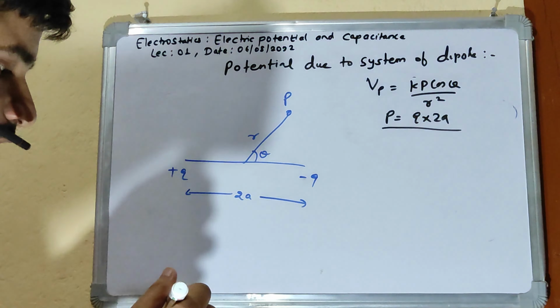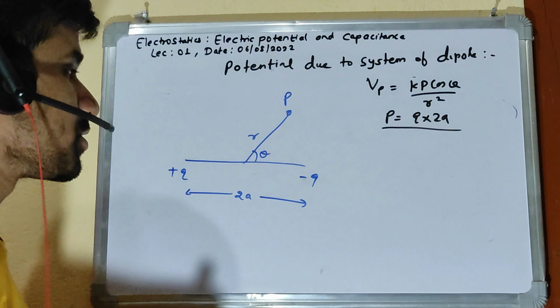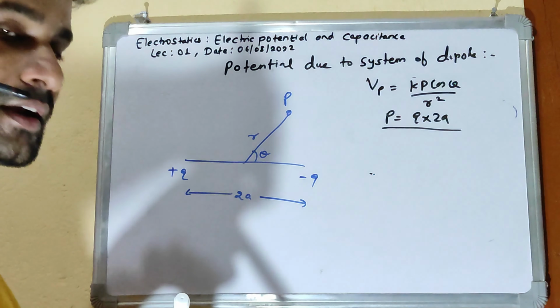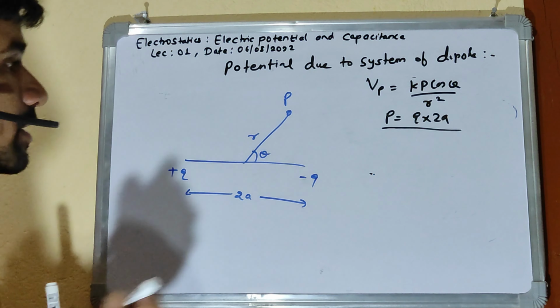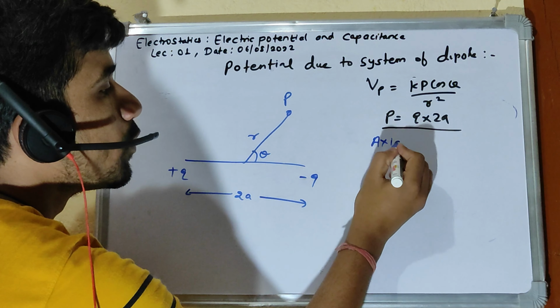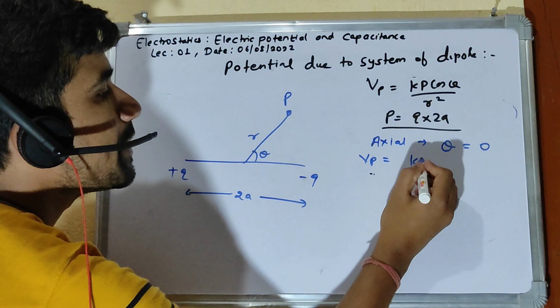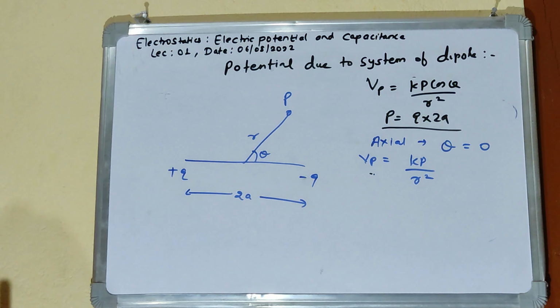Okay. So let's try to find it for the axial position. Sorry, axial position, not equatorial. For axial position, where theta will be equal to 0, my potential will be what? It will be Kp cos 0 by r square, which means Kp by r square, right?